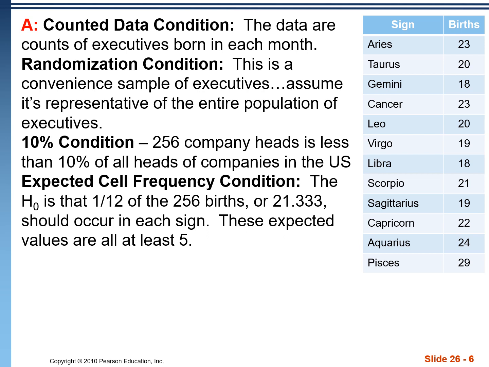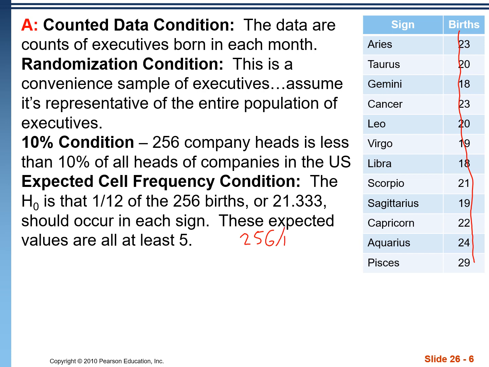256 company heads is less than 10% of all heads of companies in the United States. Expected cell. So when we talk about the expected cell condition, we're not looking at these numbers here. We're looking at how many we would expect to get in each based on the null hypothesis being true. So there's 256 people in our sample. The null hypothesis is saying that these births are uniformly distributed over the 12 signs.